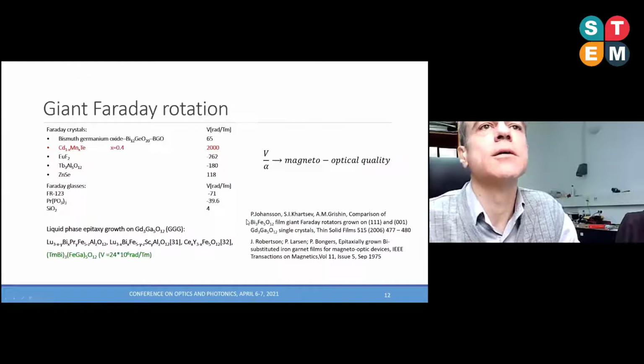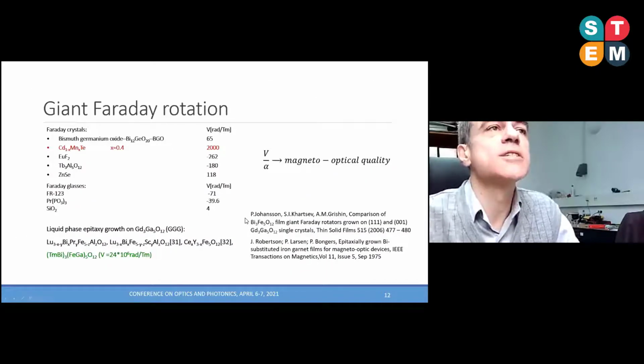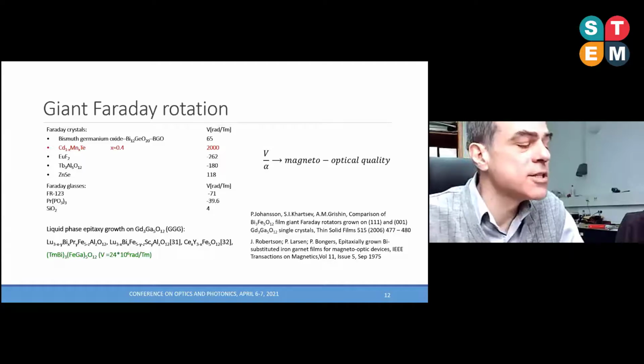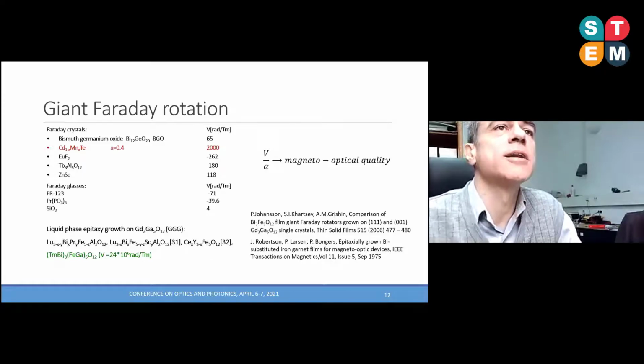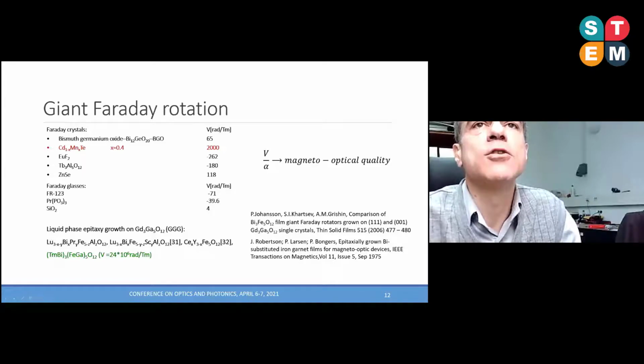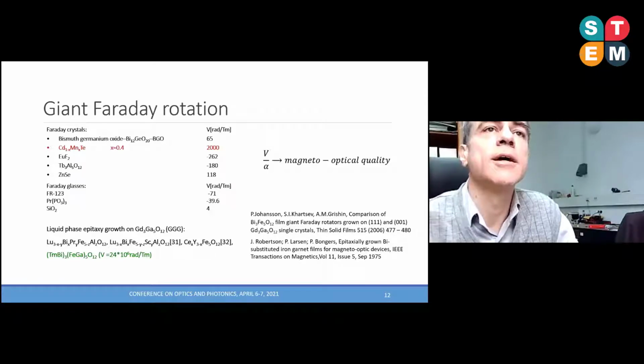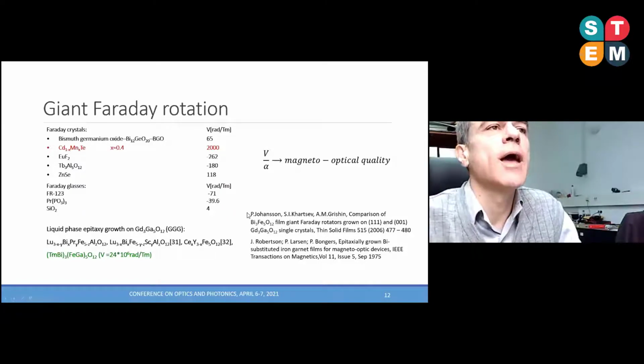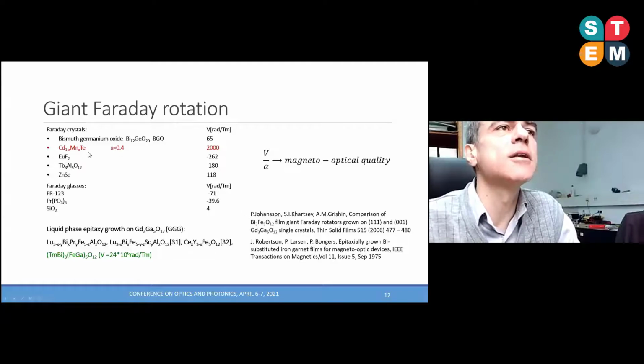The last question is the question of sensitivity, and on this slide you can see several Faraday materials and their Verdet constant. Besides Verdet constant, sensitivity is determined by the magneto-optical quality of the crystal, and that is the ratio between Verdet constant and the absorption coefficient. And among bulk materials, I singled out cadmium manganese telluride, which has the highest Verdet constant of all bulk materials, and it depends on the manganese share.